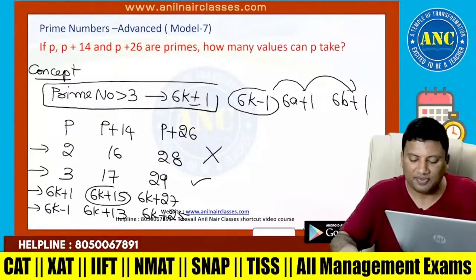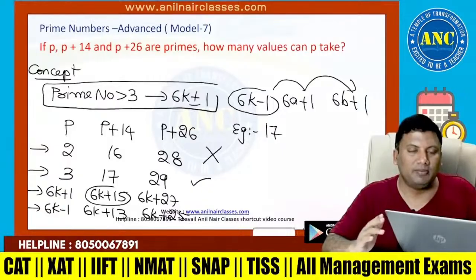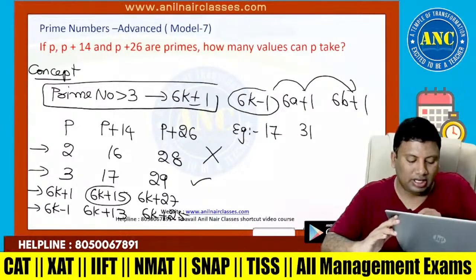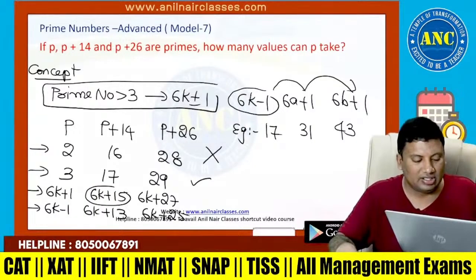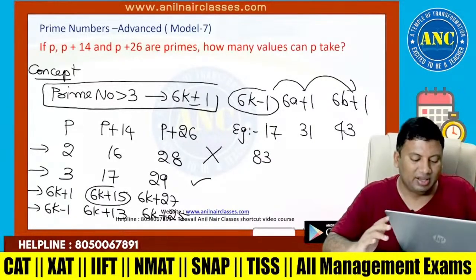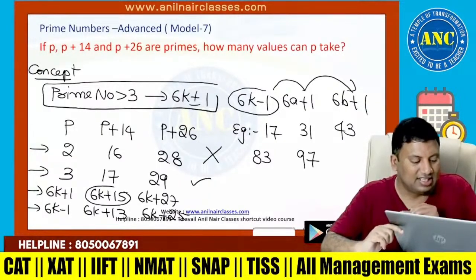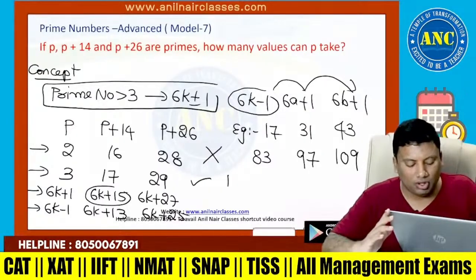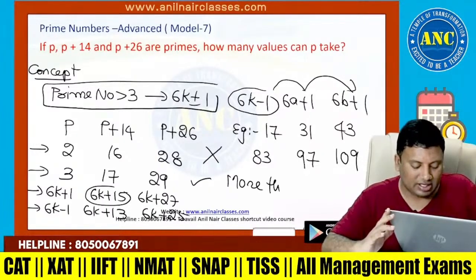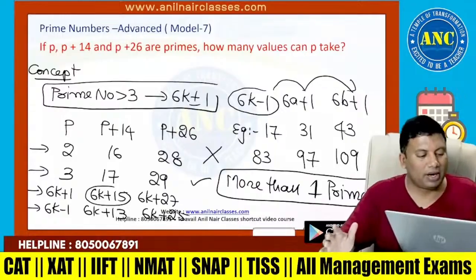For example, 17, which is 6 into 3 minus 1: 17 plus 14 is 31, 17 plus 26 is 43, it is possible. If it is 83, 6 into 14 minus 1: 83 plus 14 is 97, 83 plus 26 is 109. There exists more than one prime number which will satisfy this triplet. This is the most repeated type in prime numbers, sir. Model number 7: more than one prime number is possible.